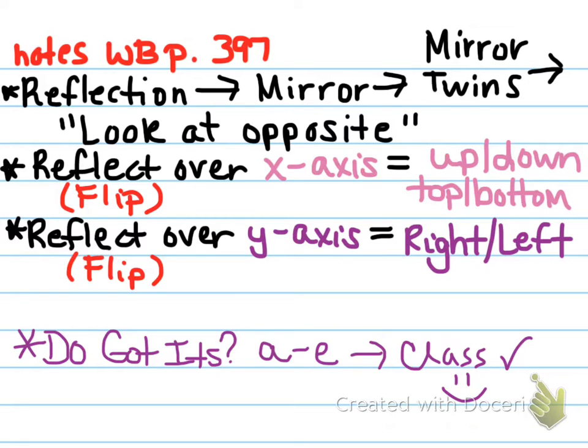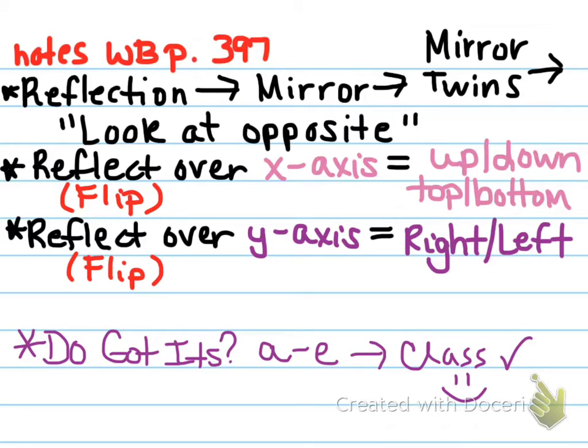Alright, now flip in your workbook to page 397, and we're going to take a few notes. I'm using the notebook paper for the lines. You can of course use the work zone where you've got the margin to write some extra notes. If you look at the very bottom of this screen, it's reminding you to do the got it's A through E, and we'll go over the answers in class. A and B you can already do the got it for because it's identifying the ordered pairs and the quadrants.